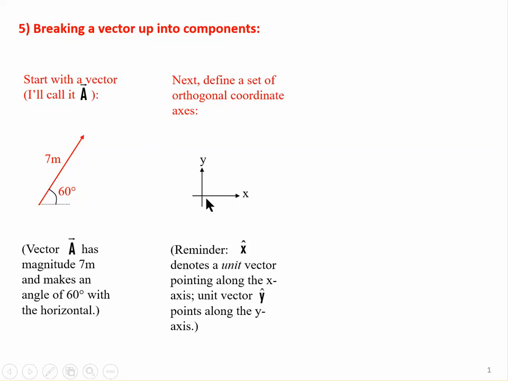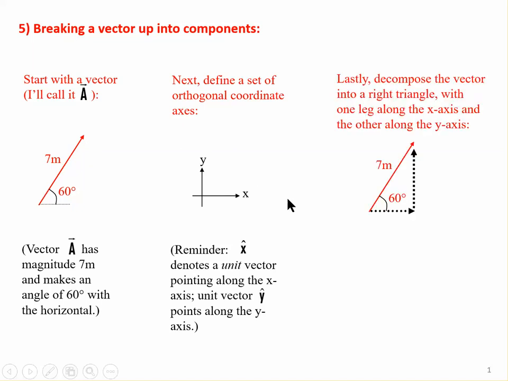By the way, as a reminder, you may recall that x hat denotes a unit vector. A unit vector is a vector of length 1 that points along the x direction. So x hat would be a vector of length 1 that points to the right here along the x-axis. Likewise, y hat denotes a unit vector of length 1 that points along the y-axis. Okay, so I have my vector and I have a set of coordinate axes, and the idea is I want to break up this vector into its xy components.